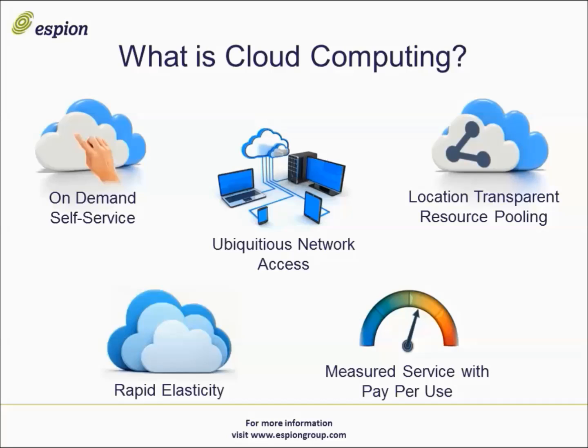So then we look at location transparent resource pooling. This is pooling all of your available assets to provide them as one. So it's economies of scale. In a private cloud environment, you can have your cloud assets actually hosted in a number of different locations, and you would pool them and present them all as one single logical resource.